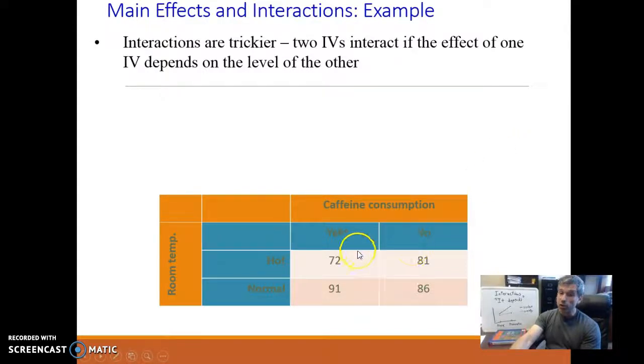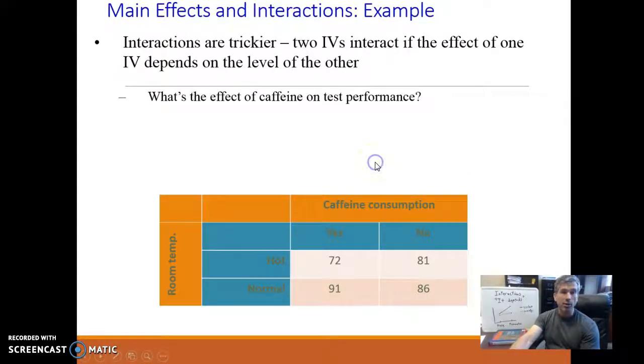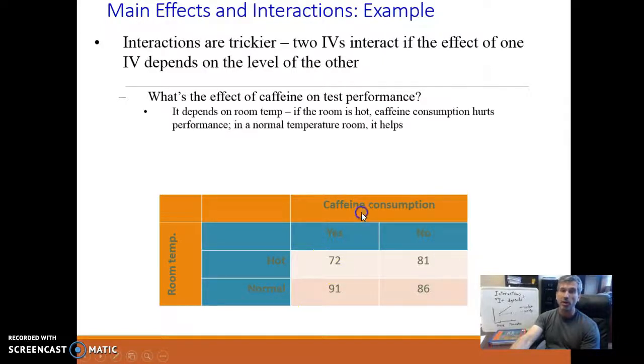The interaction is a little trickier, but if you're eyeballing this, you could probably figure out some ways in which the effect of one IV depends on the level of the other. So what's the effect of caffeine on test performance? Okay, we saw in a main effect that they were pretty close together, but when we look at it in the context of both factors, we have to say it depends. Well, taking caffeine actually is better in a normal temperature room. People's scores went up, but they were much worse in a hot room.